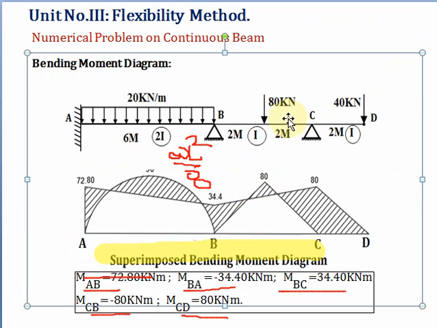Now as the point load is acting at the center, the value will be WL by 4. The value of W is 80, the value of L is 4, upon 4, so this value is 80. Here you have to join it by a straight line. Here as there is UDL, you have to join by a second degree curve. So this is the free bending moment diagram. We have superimposed it on the fixed bending moment diagram, so this diagram is called the superimposed bending moment diagram.